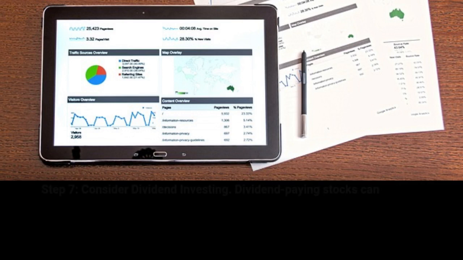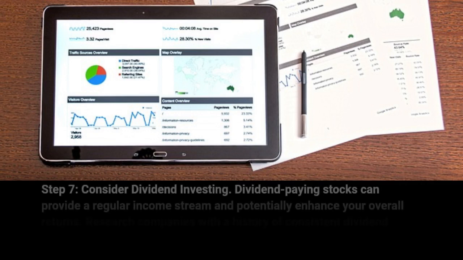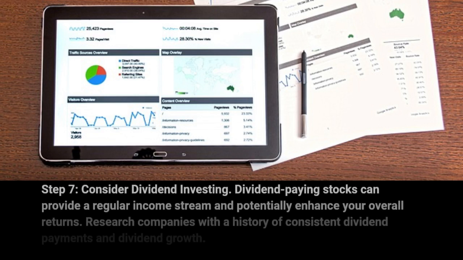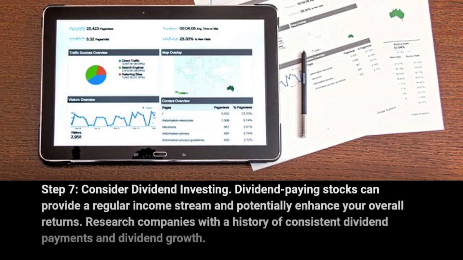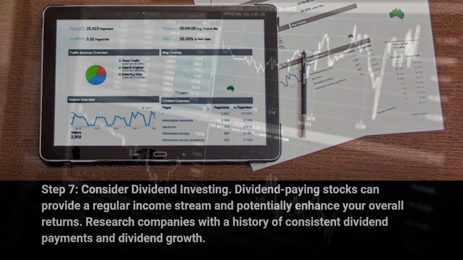Step 7. Consider dividend investing. Dividend-paying stocks can provide a regular income stream and potentially enhance your overall returns. Research companies with a history of consistent dividend payments and dividend growth.